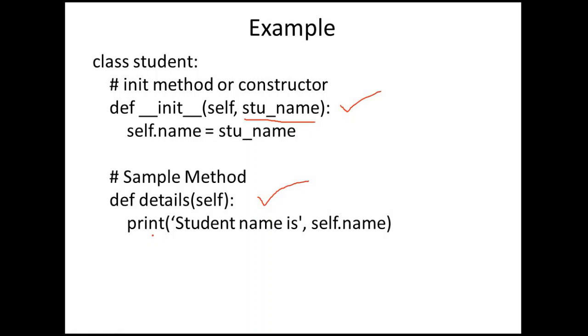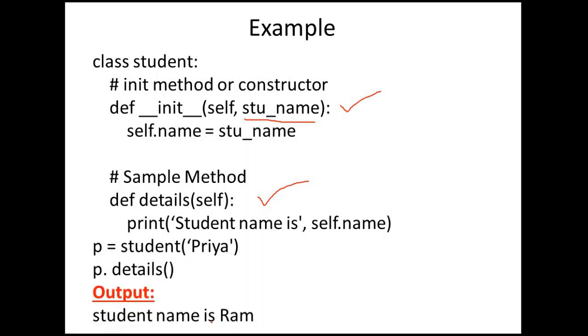So here within the print statement, I'm printing self.name. The object has been created, and this particular class has one parameter, so I'm passing the parameter. Then p.details. When I call the second method, automatically the name of the student will be printed here. You can see the output, student name is okay. I think the name should be clear now. So this is how the constructor method and normal method work.